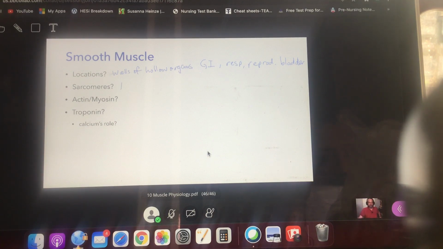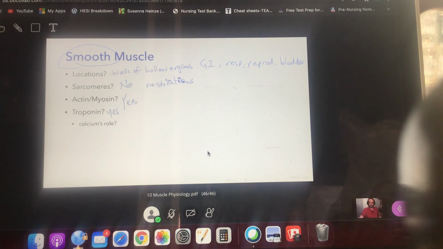They do not have sarcomeres. In fact, that's why they're called smooth. No striations. Okay. Do they have actinomyosin? Absolutely yes. That's how they contract. They're just arranged in a little bit different way. Do they use troponin? Yes.